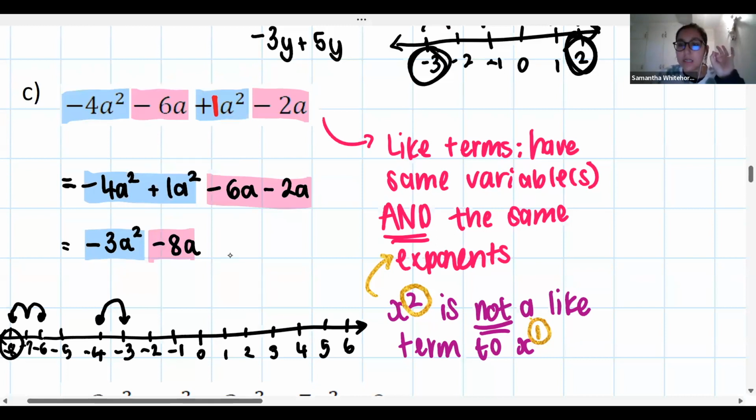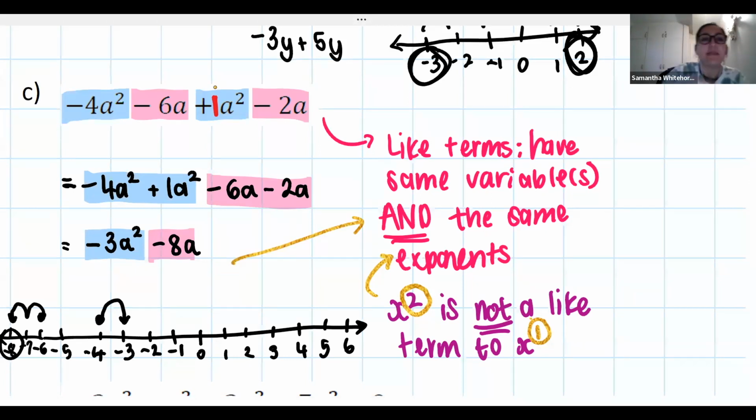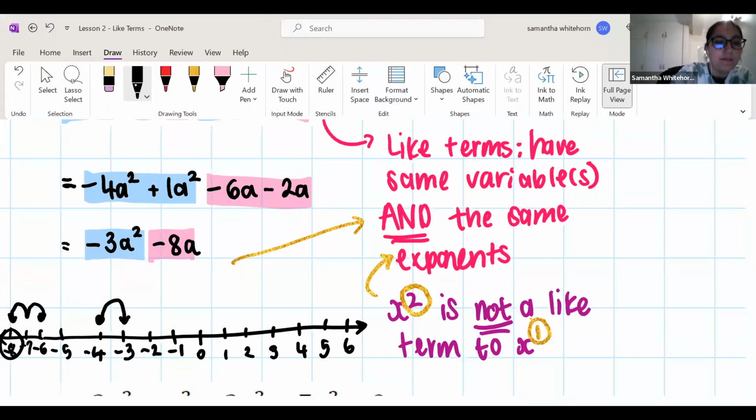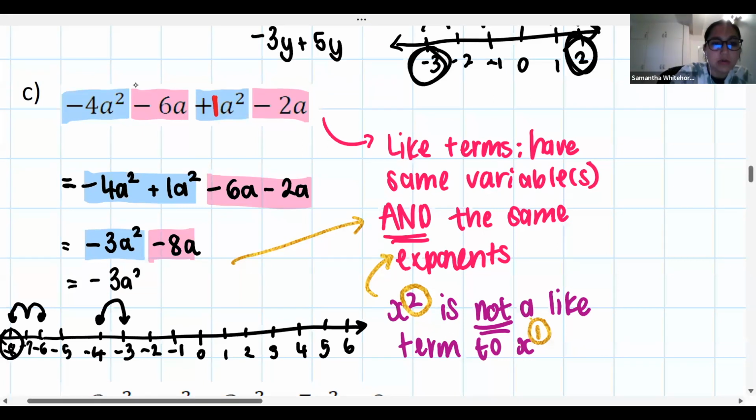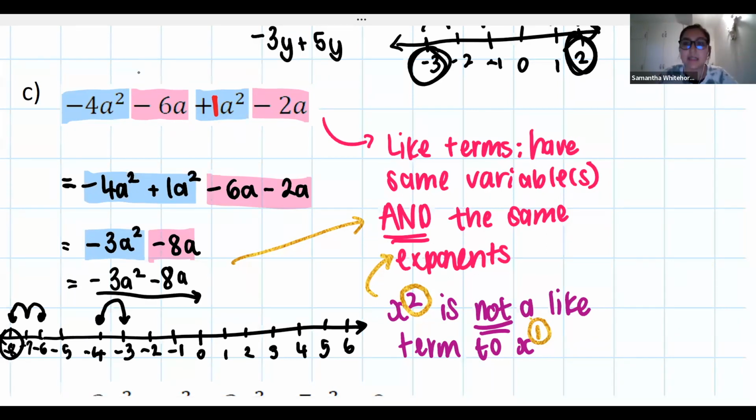These are not like terms. Again, they are not like terms because they do not have the same exponent. And so this answer of minus 3A squared minus 8A is my final answer. I cannot do anything else with this answer. That is it. Just because they both have an A in it does not mean they are like terms. And we cannot go and add or subtract unlike terms.